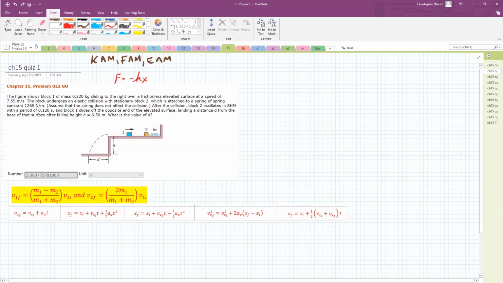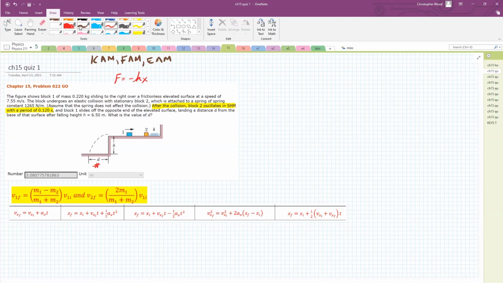We know the K value, the stiffness constant for the spring. After the collision happens, block 2 is bouncing back and forth according to simple harmonic motion. So this is where block 2 is a simple harmonic oscillator, and it has a period of 0.12 seconds. All right, block 1 slides off the table. So the question is, if all of this is true, where does block 1 land?